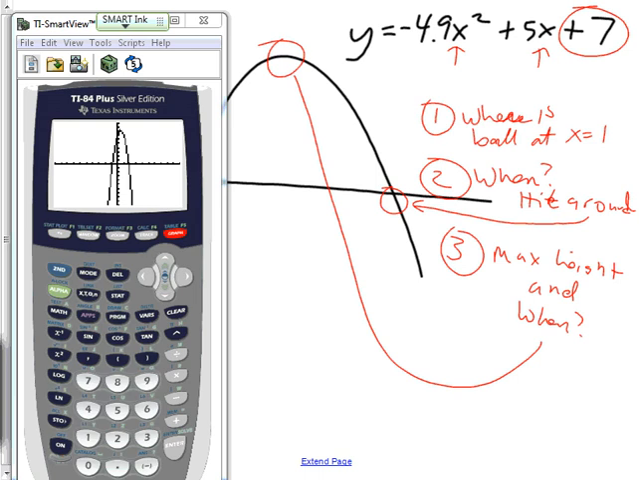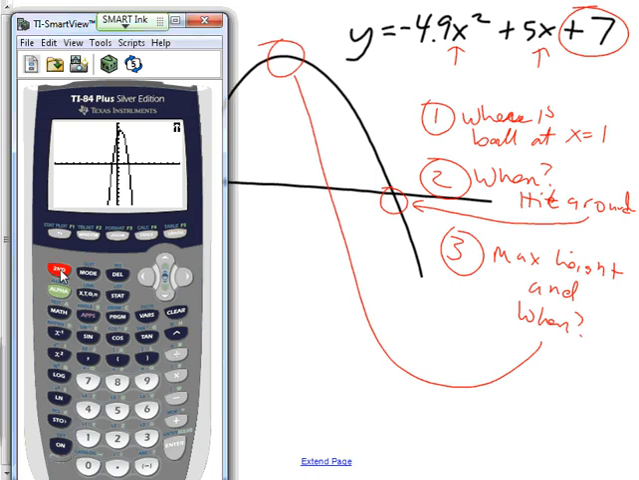I'm back recording again. Here is the graph, and what does it tell me? Well, first of all, where's the ball at x equals 1? Everybody do this, please, with your calculator to make sure you knew how to do it right. Second, calculate, which one? Value. And then you say x equals, and you say what? X equals 1, and you hit enter, and you get 7.1.